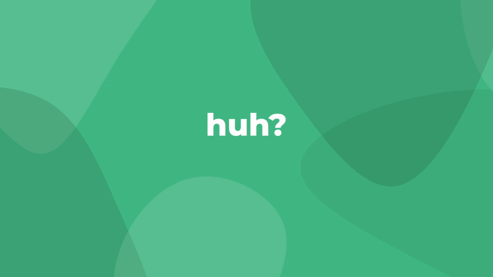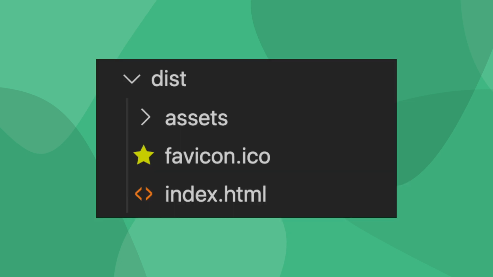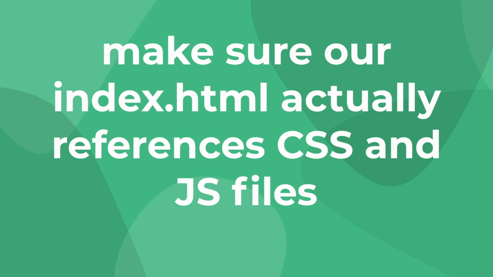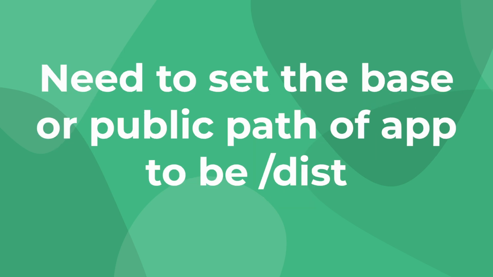What does this mean? Building our Vite project creates a dist folder with the following structure. As you can see, there's index.html, and then our assets are inside this assets folder. But since our Electron code is in our root directory, we want to set the base for our entire project to be just this dist folder. And we can do this by setting the base property in our vite.config.js file.